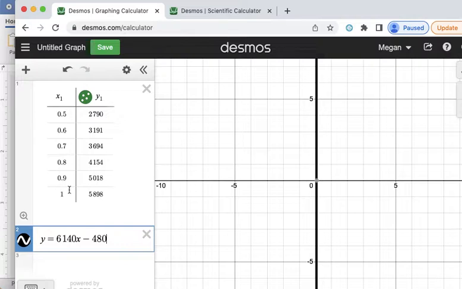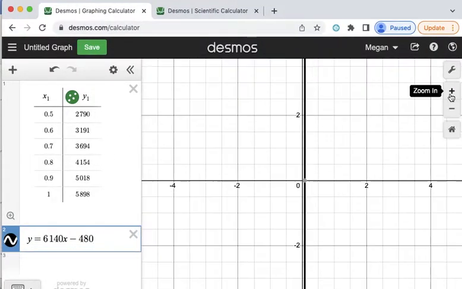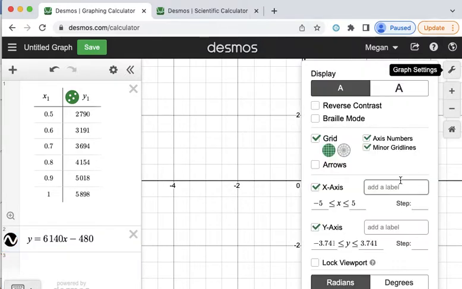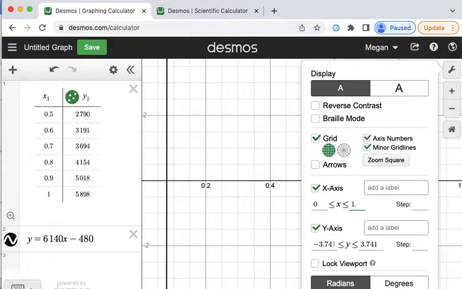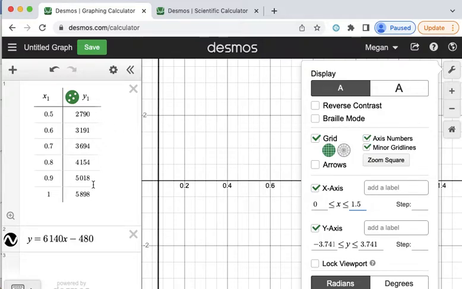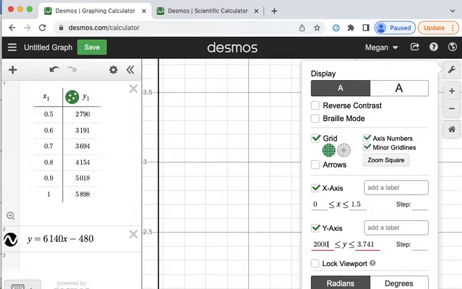And as usual, my viewing window here is not very helpful for viewing this graph. So looking at my table of values, that can help me decide how I want to set my window. So I see that my x values are between 0.5 and 1. So what I'm going to do is click on the graph settings and change the x-axis to go between 0 and 1.5. And my y values range from 2,790 to 5,898. So let's go from 2,000 to 6,000 on the y-axis.